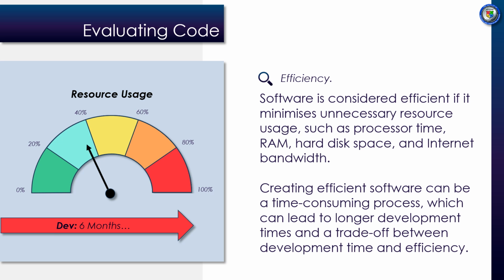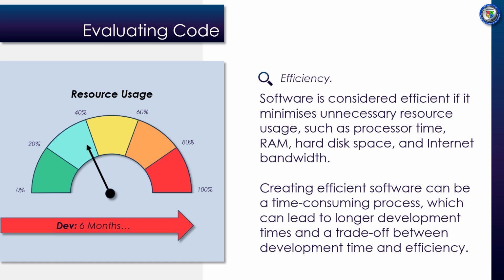The first thing we'll look at when evaluating code is efficiency. A software solution would be considered efficient if it minimises the unnecessary use of resources such as processor, RAM, hard disk space and internet bandwidth.